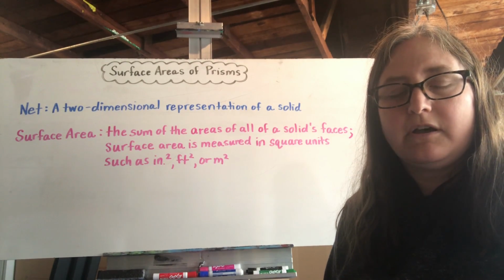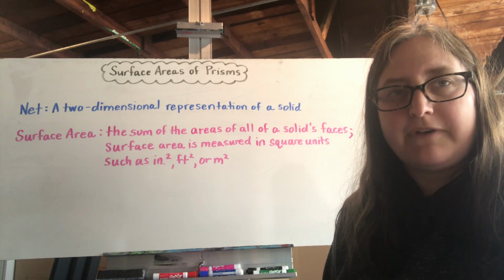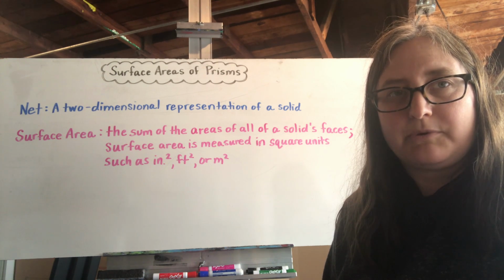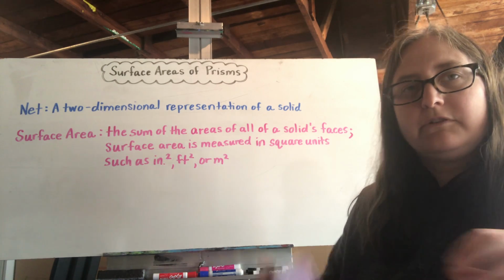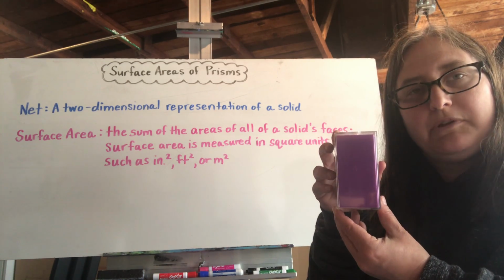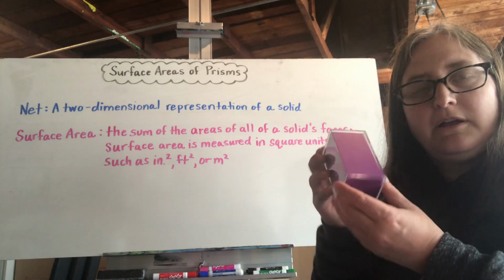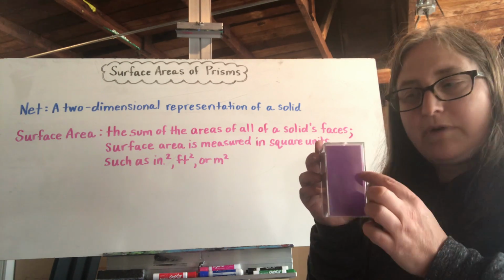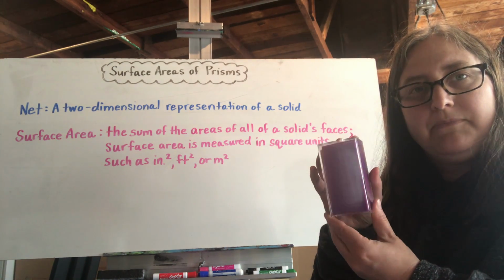This is surface area of prisms. Today we're going to be finding the surface area of rectangular prisms and triangular prisms using their nets. So here we have a rectangular prism. We've got rectangular bases and rectangles connecting them in the middle.